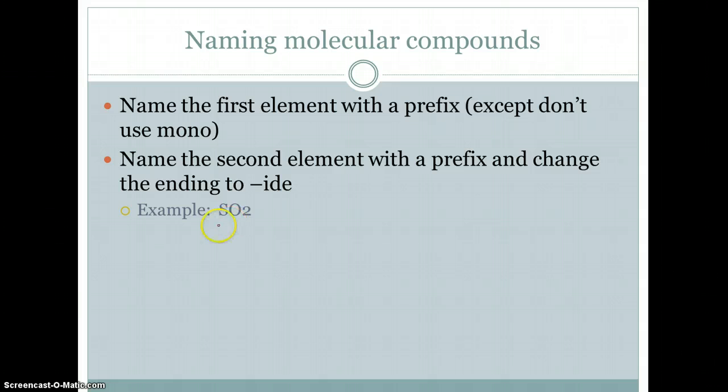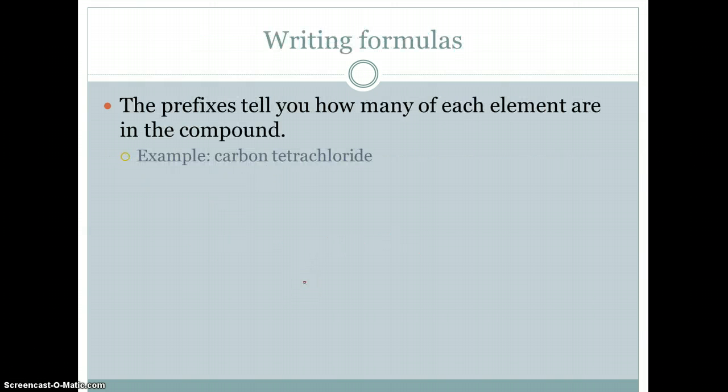So when you're naming a molecular compound, you name the first element with a prefix, except if there's only one. We don't use mono on the first element. Then we name the second element with a prefix and change the ending to "ide." So a compound like SO2, we would name sulfur dioxide to show that there's 1 sulfur and 2 oxygens in that compound. And writing the formulas is very easy because the prefix tells you how many of each element are in the compound. So carbon tetrachloride means there's 1 carbon and 4 chlorines. And it's that simple.